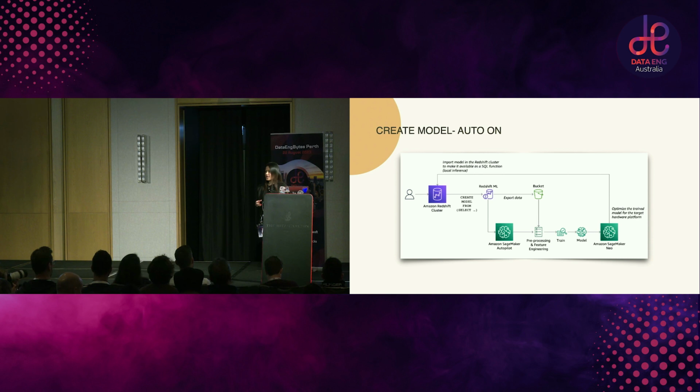Autopilot reads that data, understands the data, finds out what sort of problem it's trying to solve, and finds the best algorithm that matches your problem. Then, when it does all the data processing and feature engineering, it trains multiple training jobs to find the best model. When that model is available, SageMaker optimizes it and imports it as a SQL function into your Redshift. What is that SQL function? It's your actual model. That's how you get predictions from the model you just trained.